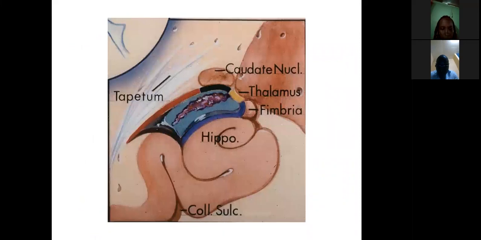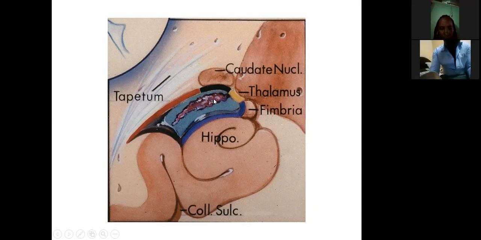So here we have a representation. We have the tapetum here, level of the medial region. We have the caudate nucleus. We have the thalamus. We have the hippocampus, the fimbriae, and here we have the collateral sulcus with the collateral prominence just posterior. And here we have the choroid plexus inside the temporal horn. As we said, the choroid plexus is present at the level of the body of the lateral ventricle and the inferior horn, which is also the temporal horn, and is continuous with the choroid plexus in the roof of the third ventricle.